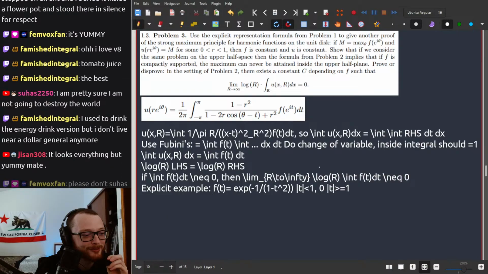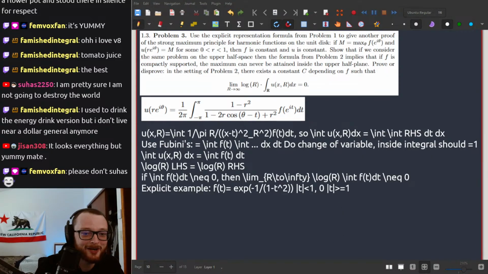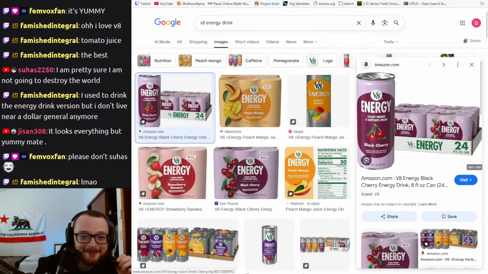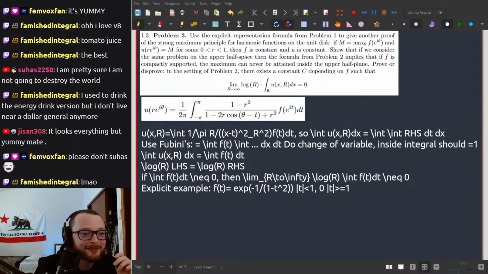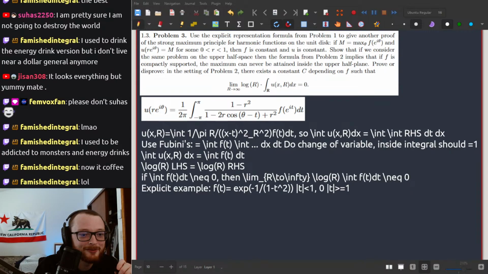Used to drink the energy drink version. They had an energy drink? Huh. That's okay, now that's gotta be disgusting. I think energy drinks in general are disgusting. Wow, they did. I want to see the ingredient list. You get to monsters and energy drinks. Pear ginger? Oh, that actually sounds good.